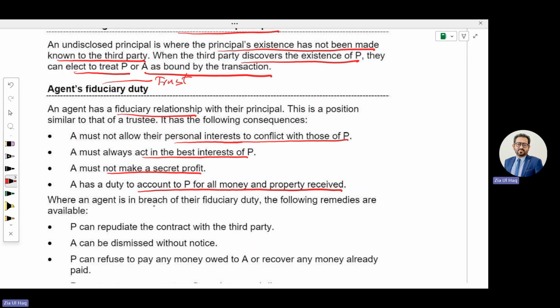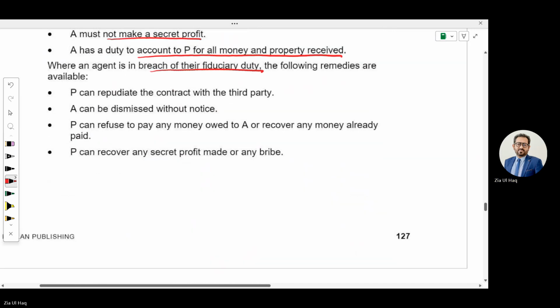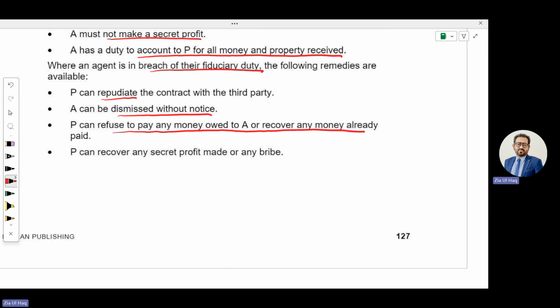Where an agent is in breach of their fiduciary duty, what could be the consequences? The principal can repudiate, cancel the contract with the third party. The agent can be dismissed without notice. The principal can refuse to pay any money owed to the agent or recover any money already paid. And the principal can recover any secret profit made by the agent because that will be considered as a bribe. Right.